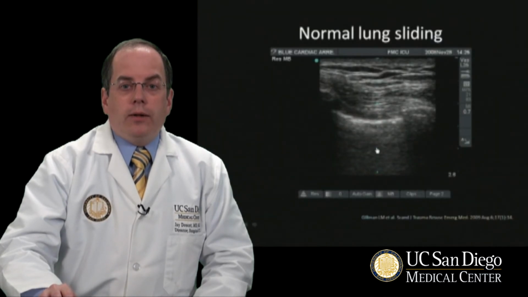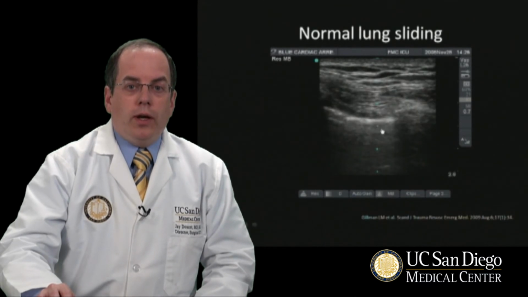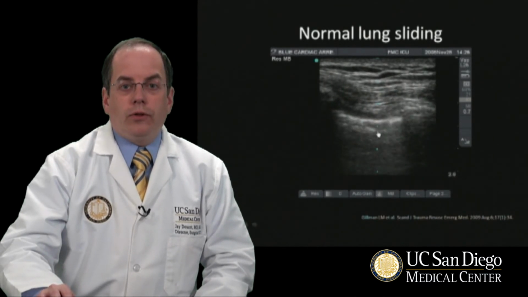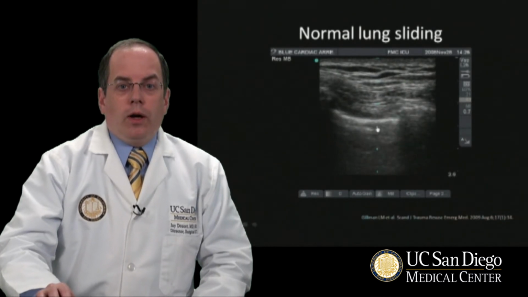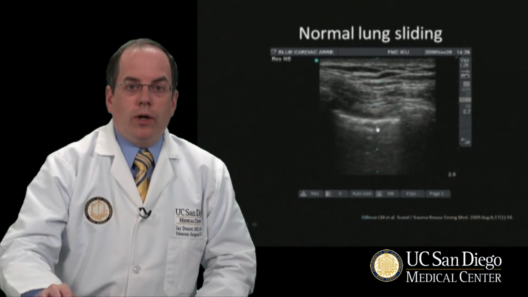Normal lung sliding is quite visible, and if you look at this ultrasound, you detect that there is something between the intercostal spaces which is sliding back and forth. This is normal lung sliding, and there's a typical appearance of the patient without hemothorax or pneumothorax.